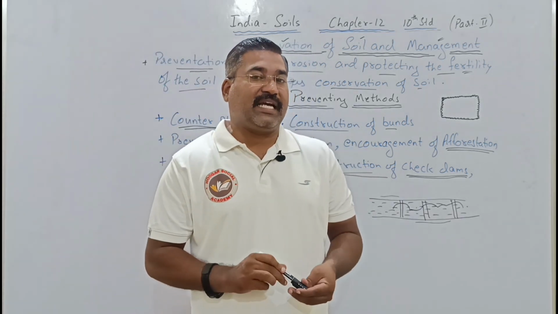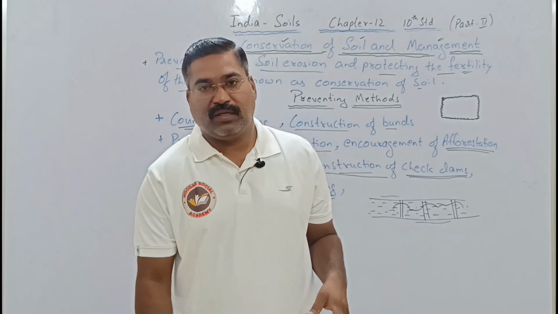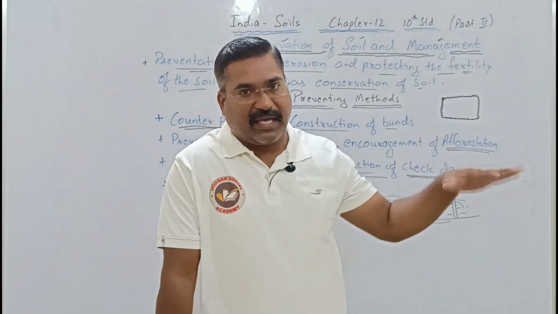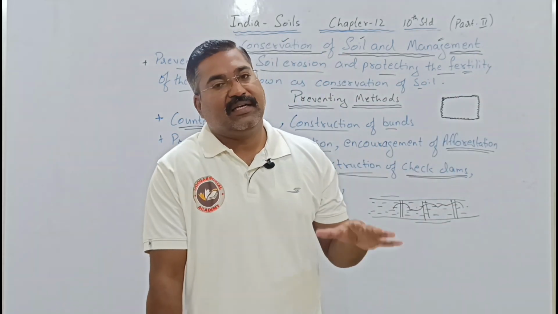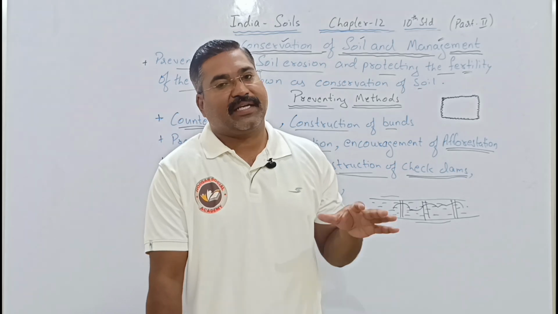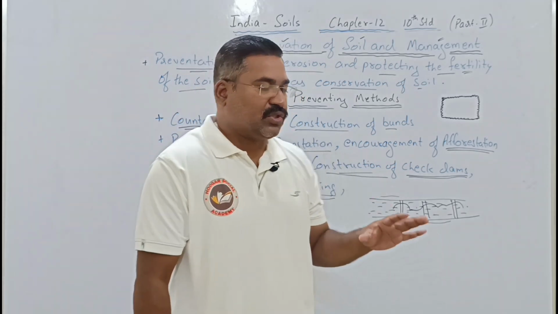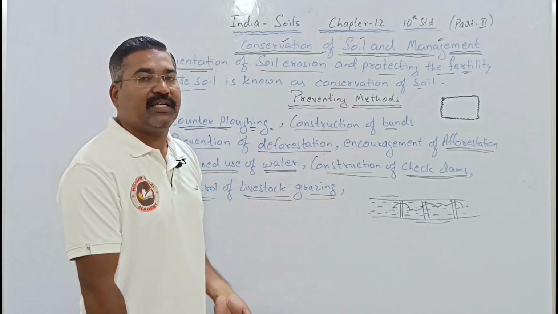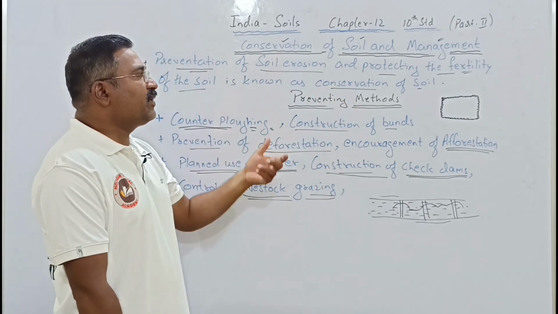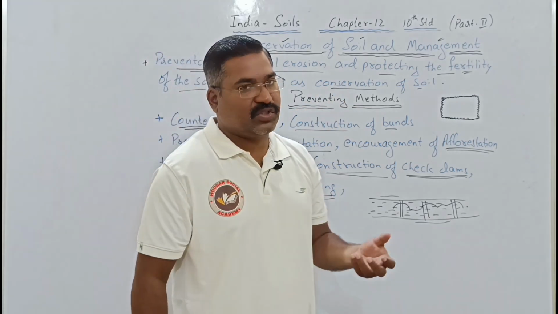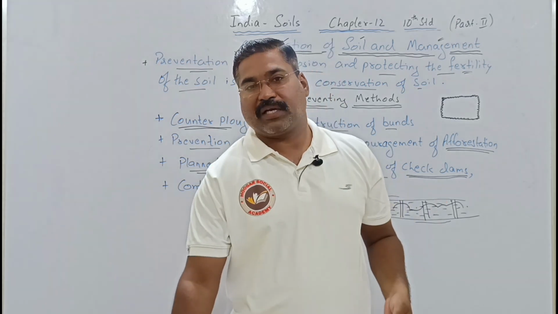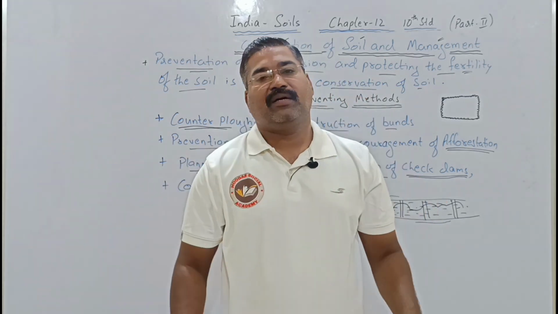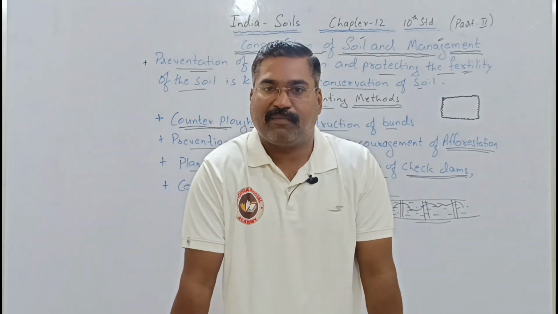And moreover, control of livestock grazing, which we call cattle. If we make a control in that part, or fix the area where the grazing has to be done, then we can stop soil erosion. So these are the preventive methods for the soil. In this way we can conserve our soil and manage it properly, and soil erosion can be managed properly.